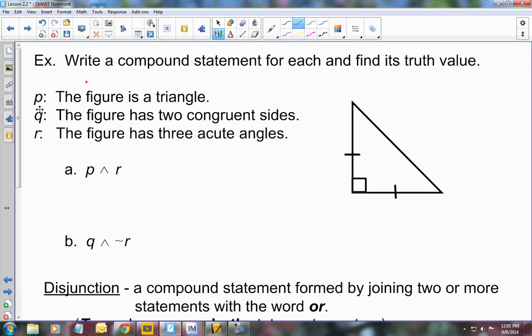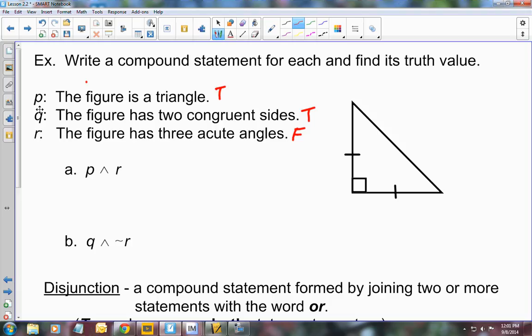Okay, the figure is a triangle, true or false? That's true. The figure has 2 congruent sides. That is true. The figure has 3 acute angles. That is false. Okay, so that's false. Alright, so now I know their truth value.